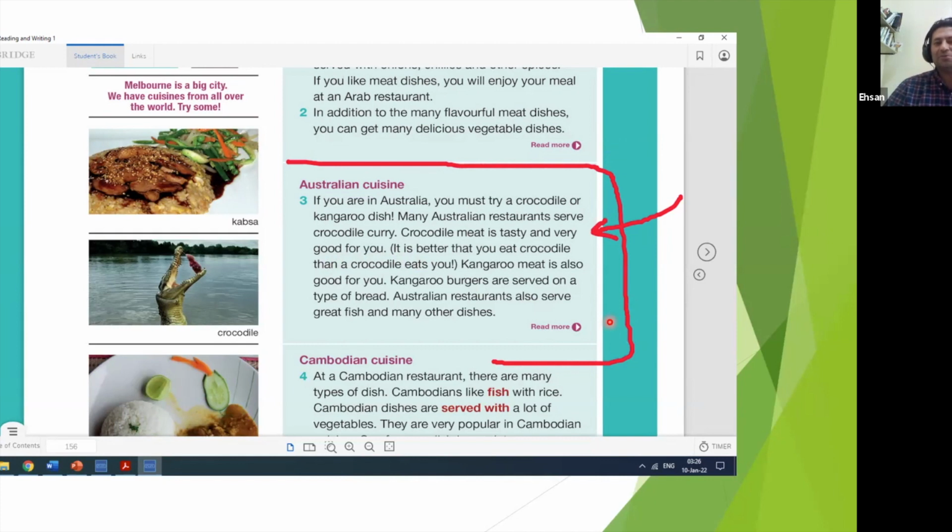It's better that you eat a crocodile than a crocodile eats you. So the point here is that when we write materials for the students, these points have to be taken into consideration. Kangaroo burgers are served on a type of food.